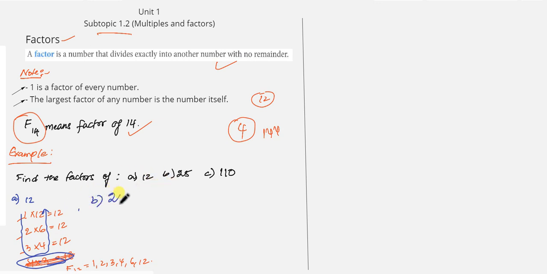We have 25. So the first thing you have to write is 1 times 25 is equal to 25, and this is an odd number, so that means it's not going to be divided by any even numbers. So what's the next number by which we can divide 25?